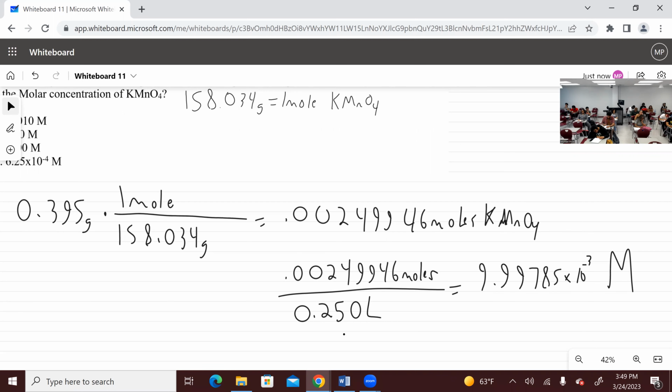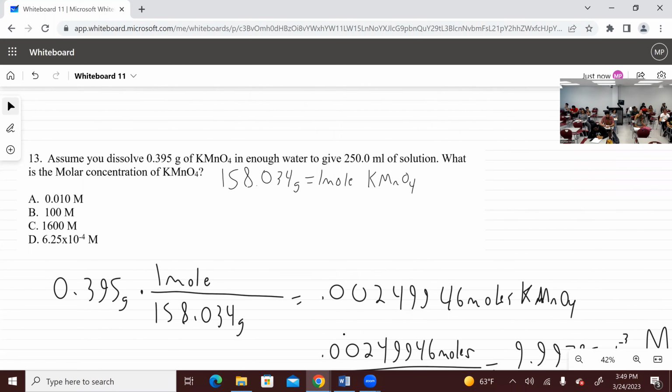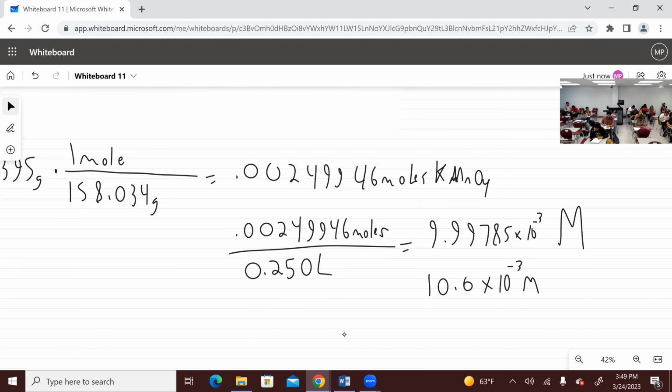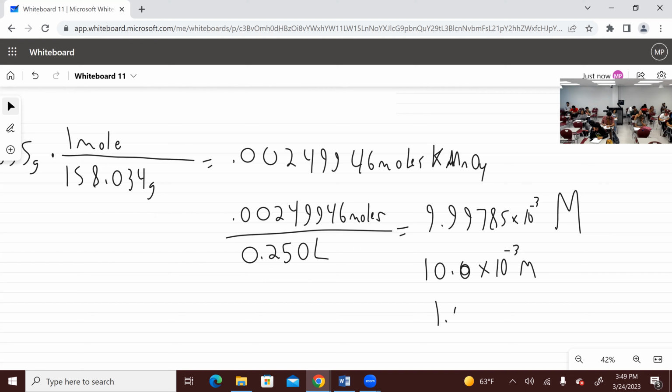Now, let me see how many significant digits this is good to. It's only good to 3 significant digits, so this 9 is going to round up, and it becomes 10.0 times 10 to the -3. Of course, that's not in scientific notation, so I'm going to make it 1.00 times 10 to the -2 moles per liter. Y'all with me?